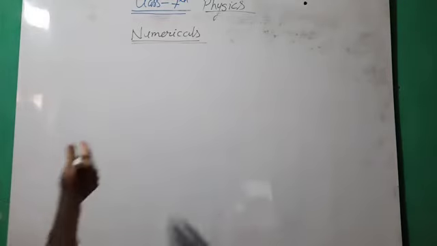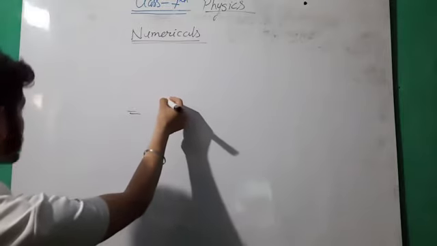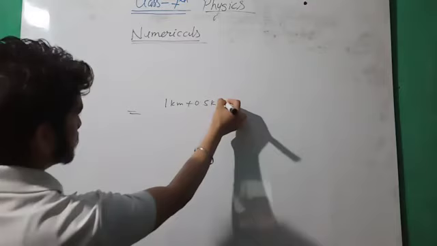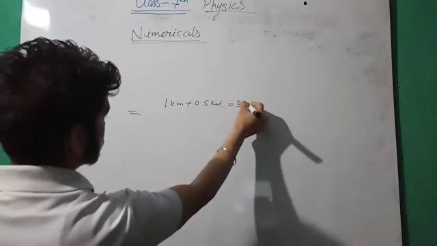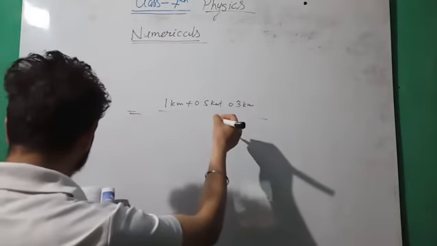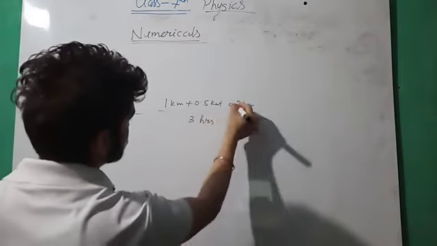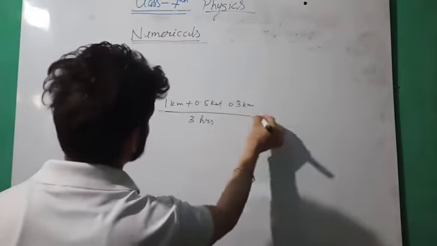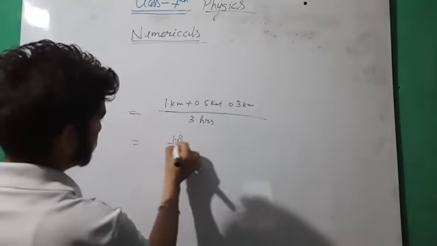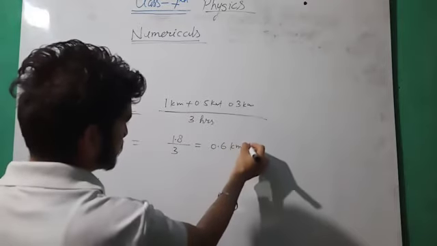Very simple question. For average speed we have to find the total distance: 1 kilometer plus 0.5 kilometer plus 0.3 kilometer upon total time. Total time is 3 hours. We have to add all these. 1.8 divided by 3, 6, means 0.6 kilometer per hour.